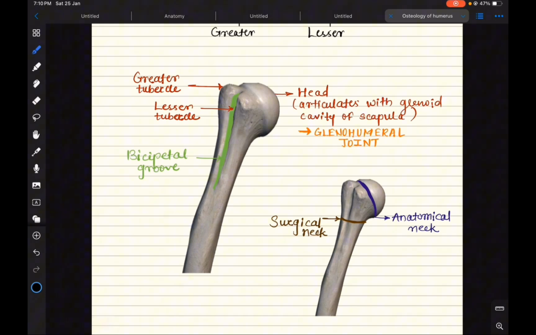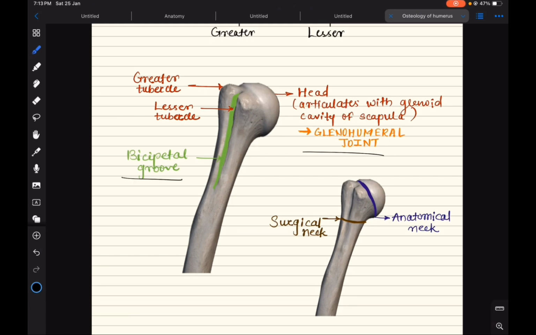The head articulates with the glenoid cavity of the scapula, forming the glenohumeral joint. Then comes the greater tubercle. The greater tubercle lies on the lateral part of the upper end of the humerus, whereas the lesser tubercle lies medially. Between these two tubercles, there is a groove which is known as the bicipital groove.